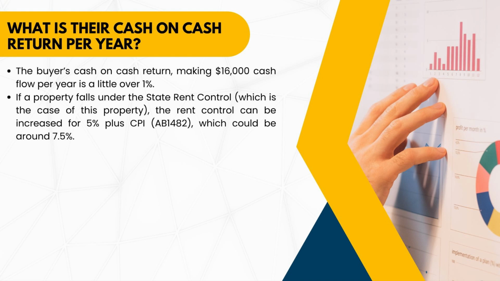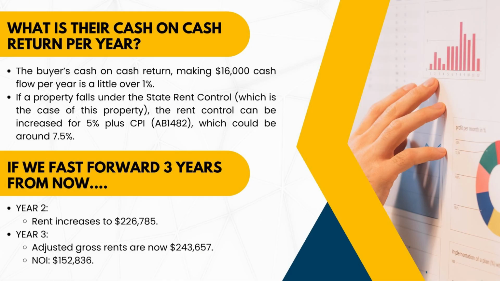Okay, so let's start with this. We know if there's no city rent control, and if you're dealing or negotiating properties in city-specific rent control, make sure you know the numbers. Again, it's very important. Okay, if this property, which it does, falls under the state rent control, we know the minimum that the rent could be increased. It's 5% plus CPI under the state, AB 1482. So let's just round that up to 7.5%. Okay, annual increase for now.